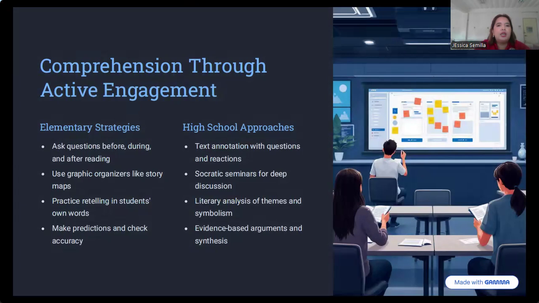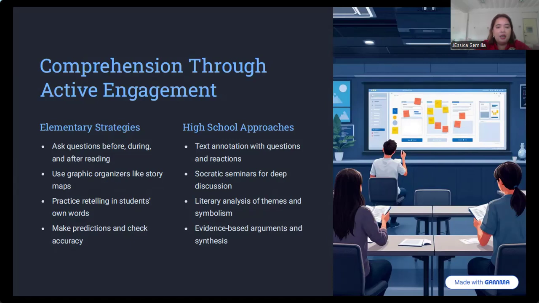So these are the comprehension strategies through active engagement. In terms of elementary strategies, we ask questions before, during, and after reading. Or we use graphic organizers like story maps. We also practice retelling to students in their own words, and they can make predictions and check accuracy.